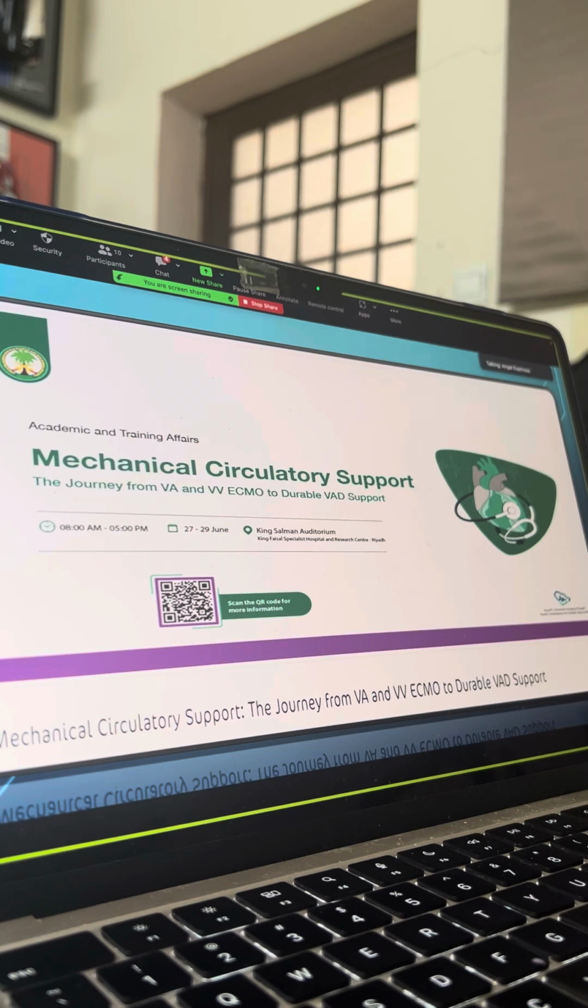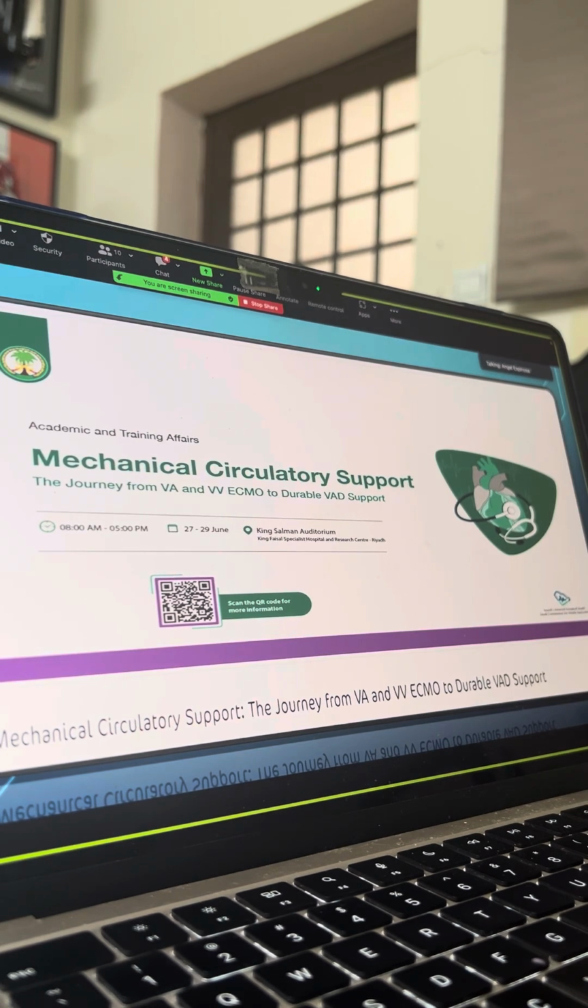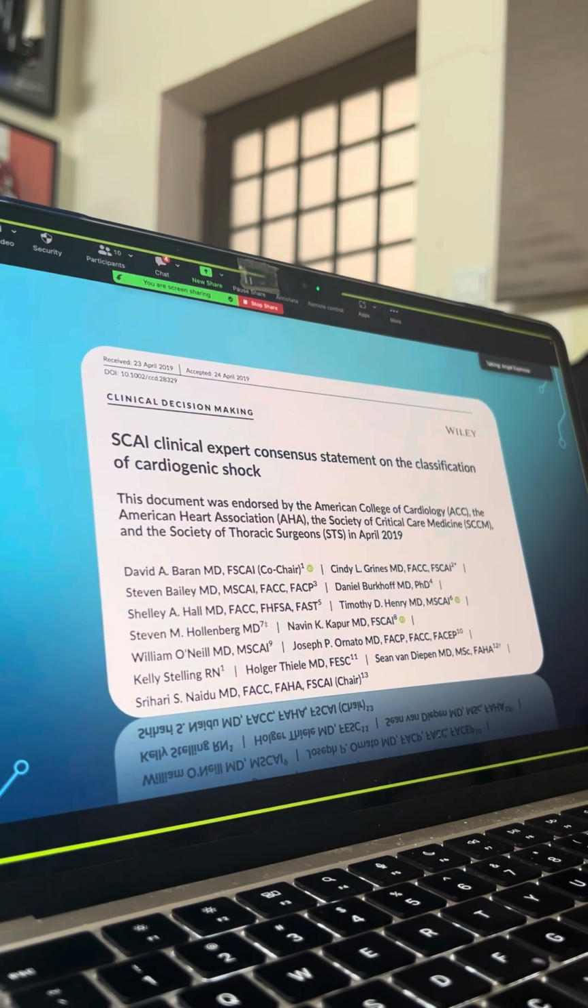I think that this is a topic that requires more than one class, but I will try to make it short. This weekend I was attending the Mechanical Circulatory Support Conference in the King Faisal Specialist Hospital in Riyadh, an amazing place. The journey from veno-arterial and veno-venous ECMO to long-standing ventricular assist device support. So to start with this, we have to understand how cardiogenic shock works.